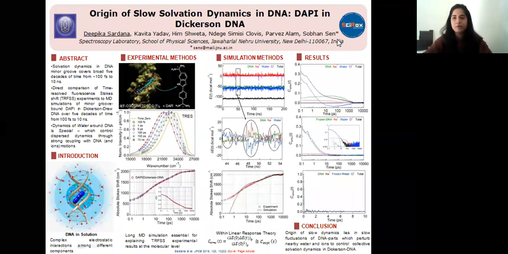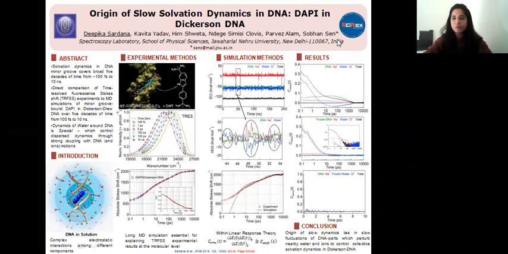Hi everyone, my name is Deepika, and the question that I'm trying to address through this poster is what is the origin of slow solvation dynamics in DNA? Now, historically, it was considered that only biomolecular structures perform all the biological functions, whereas water remains as a passive matrix. However, now it is well known that water molecules are crucial for any biomolecular structure to perform its function, and they are not mere spectators.